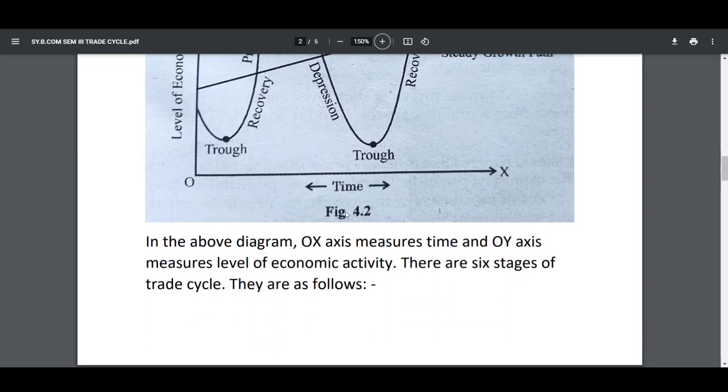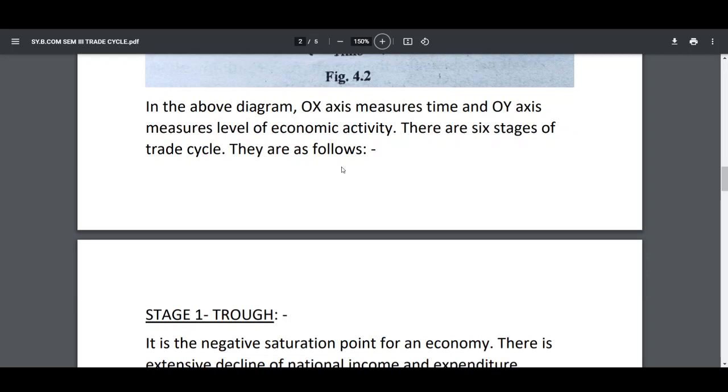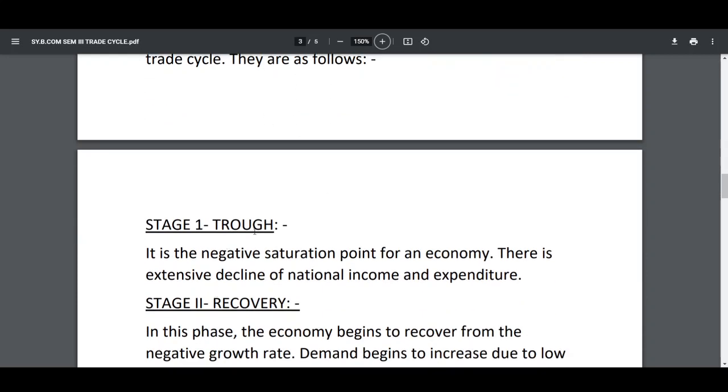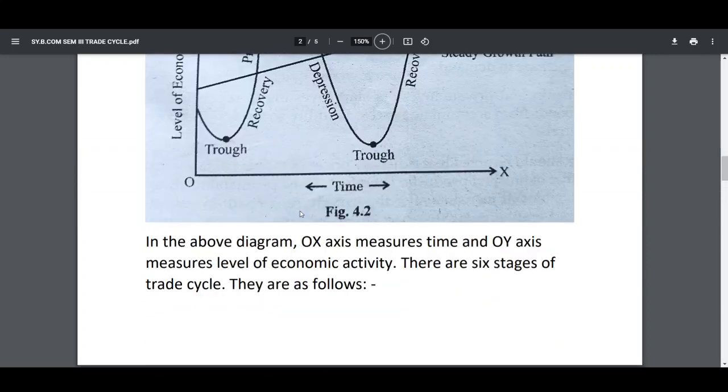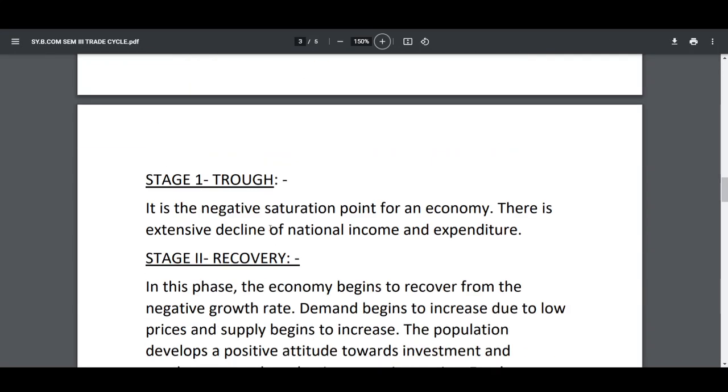In the above diagram, OX axis measures time and OY axis measures level of economic activity. There are 6 stages of trade cycle. They are as follows. Stage 1, trough. It is the negative saturation point for an economy. Saturation means satisfaction point for an economy. There is extensive decline of national income and expenditure.